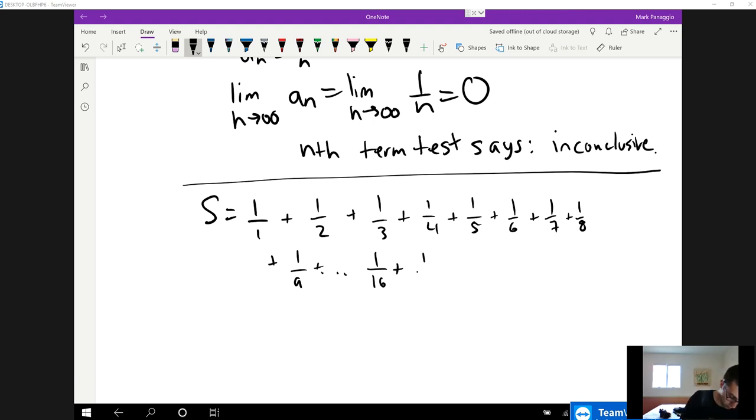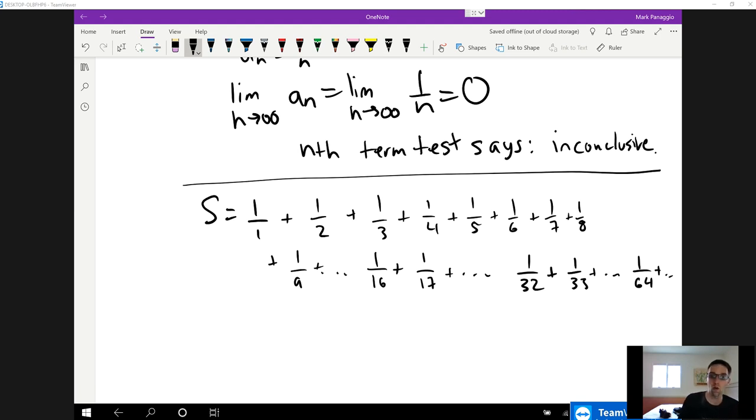And then the next one would be 1 over 17. And then notice I'll continue. That continues out. I'll write down 1 over 32, and then 1 over 33, and 1 over 64. And you get the idea. This continues on forever and ever.